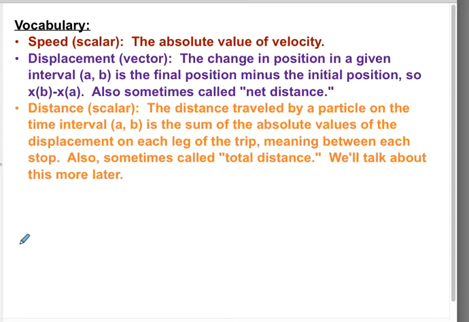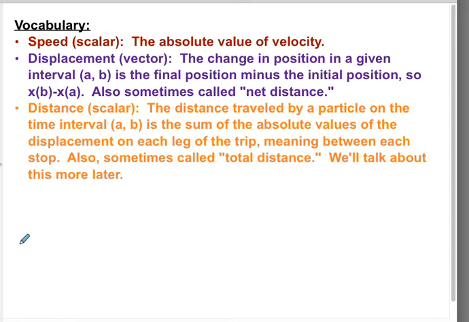Displacement is a vector. It is the change in position on a given time interval. So it's essentially the final position minus the initial position. So on the interval from a to b, it would be x of b minus x of a. Sometimes it's also called net distance. You'll see displacement referred to as net distance.